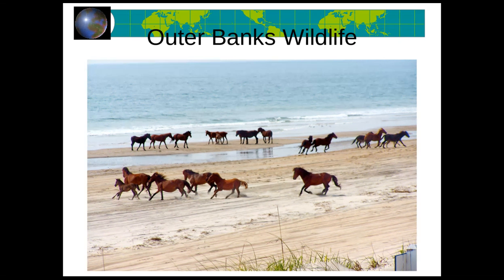So, Outer Banks wildlife. The wild horses of the Outer Banks, known as banker ponies, are the most famous residents of the islands. These horses are believed to be descendants of Spanish horses that swam ashore after shipwrecks hundreds of years ago. Banker ponies are protected and they have the run of the place. You are most likely to see them on the Corolla beaches and in Ocracoke, but they have been seen elsewhere, even as far north as Back Bay.